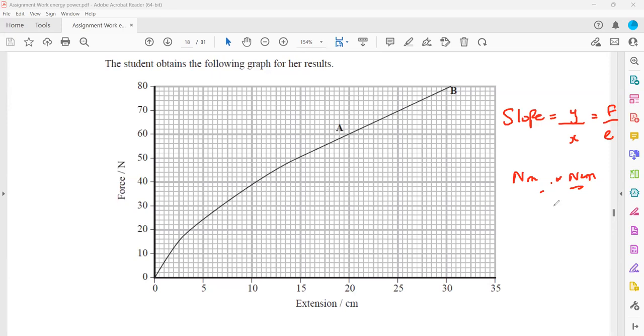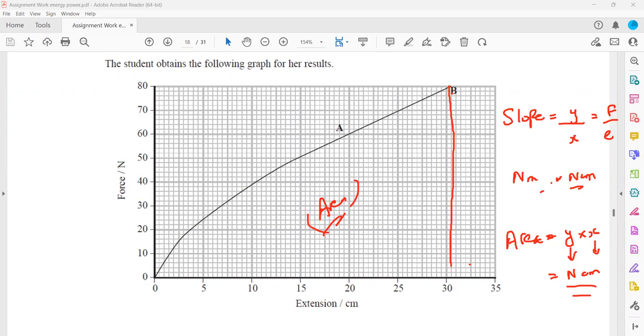But when we take the area under any graph, it gives us the quantity on the y-axis multiplied by the quantity on the x-axis. Here on the y-axis we have newton, and on the x-axis we have centimeter. We can convert into meter, so newton centimeter or newton meter. So newton meter will be joules. That's how it will give us. So to calculate the work done, we have to take the area under this graph.